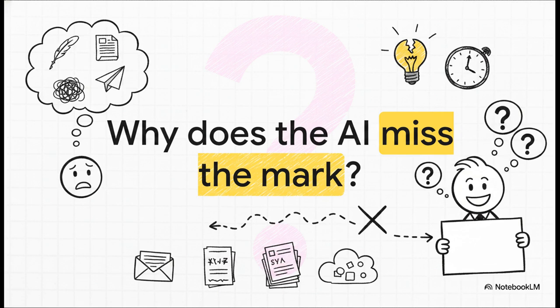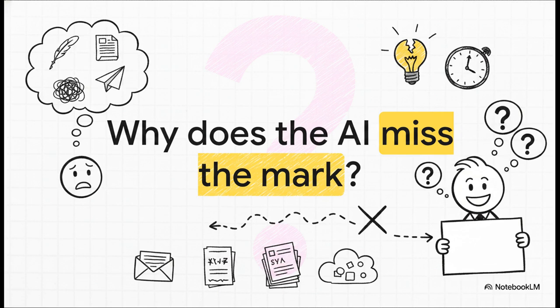Because we've all been there, right? You ask an AI to write an email, maybe summarize a report, or just brainstorm some ideas, and what you get back is, well, it's just bizarre. It's way too formal, the formatting is a mess, or it literally just misses the whole point. So why does the AI sometimes completely miss the mark?